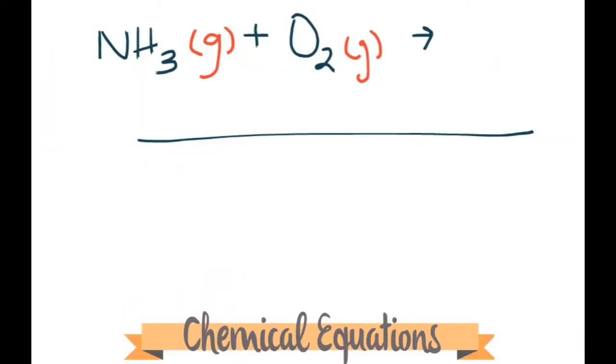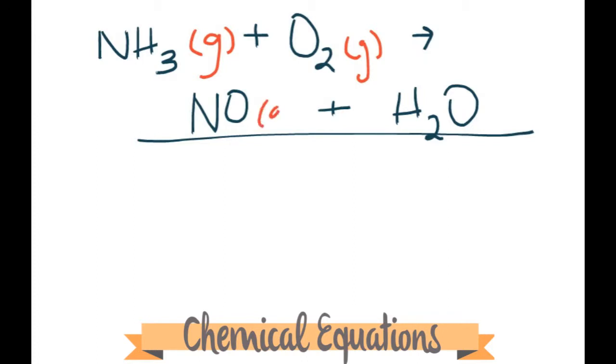Before we get started, we need to predict the products that these two reactants will yield. We know that when ammonia reacts with oxygen, it will produce nitrogen oxide. We can also assume that the remaining two elements will react to form H2O, or water. Nitrogen monoxide is going to be a gas, so we write a G in parentheses, and we know that H2O is going to be in liquid form, so we write an L.